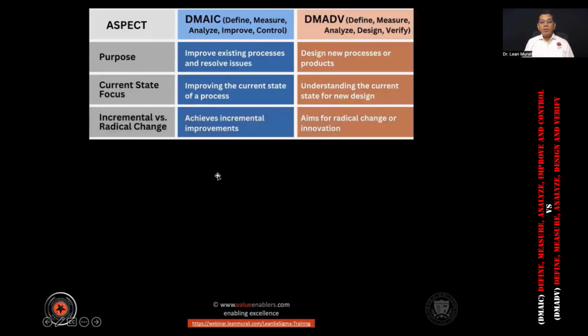Now, this achieves incremental improvements in DMAIC, because from this baseline level, you go to the next level, incremental. Whereas when you're redesigning something, you are thinking about a radical change in the design itself, more like an innovation. If this point is clear, type super clear in the chat box. So that's why DMADV is very powerful, and that must be first adopted, and then we'll have to use DMAIC further.